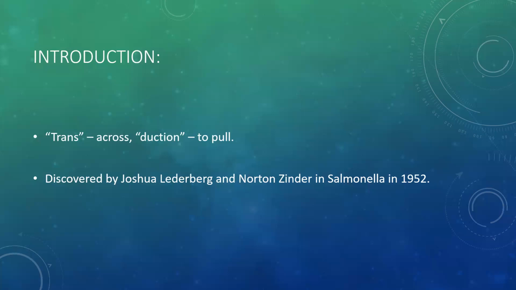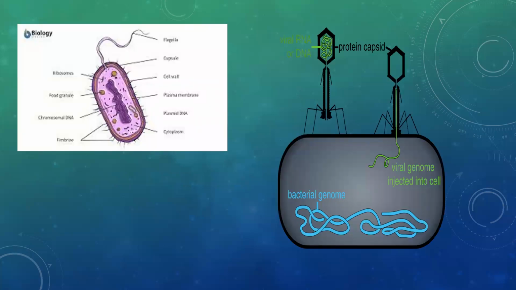This phenomenon was first discovered in Salmonella species in 1952, and two scientists who observed it were J. Lederberg and N. Zinder. Viruses have a coat called the capsid, and inside this capsid there is a core of nucleic acid. When these viruses attack bacteria, they insert their nucleic acid into the host, where they reproduce themselves within the bacterial cell.